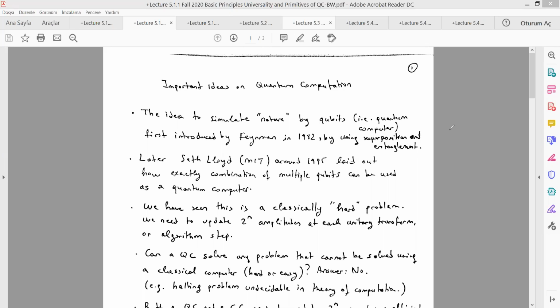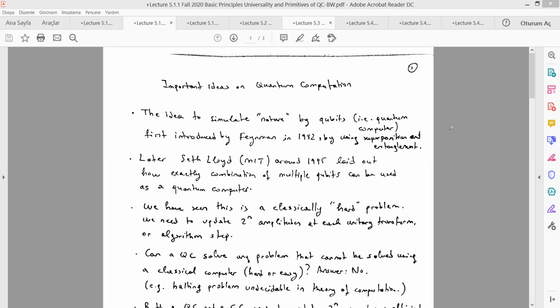And his idea was, again, to use the superposition and entanglement properties of quantum systems. And he thought by exploiting these features, one would be able to build quantum computers that could solve problems that are not classically efficiently solvable. Later on, around 1995, Seth Lloyd, now at MIT, laid out how exactly a combination of multiple qubits can be used to build a quantum computer.